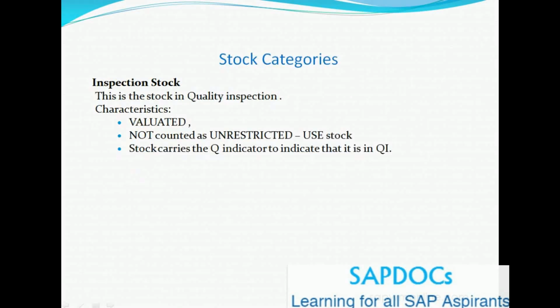Next we have the inspection stock. This is the stock in quality inspection, or the Q stock. The characteristics for these are that this stock is valuated. That means it has inventory implications. It is counted in your inventory. This stock is not counted as unrestricted use stock, meaning this stock is not picked for a delivery. This stock carries the Q indicator to indicate that this is in QI, or quality inspection.